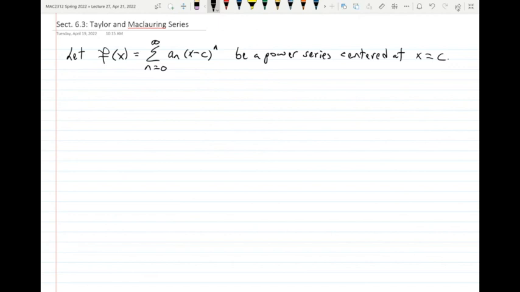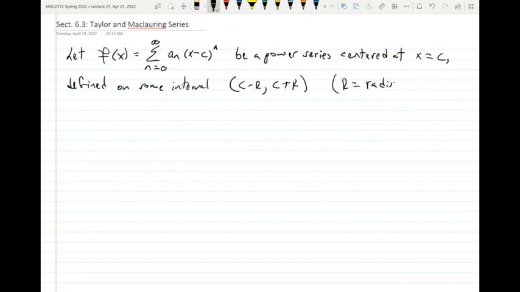Now, of course, this is defined on some interval, right? On some interval, and moreover, we know that this interval has the form (c minus r, c plus r), plus or minus the endpoints, and potentially r could be infinity, where r is the radius of convergence. We know all of this. And it could just be a point, okay? It could just be that it's centered at c and it's only defined at c, so that's fine, okay? All right, so suppose that we have this power series.